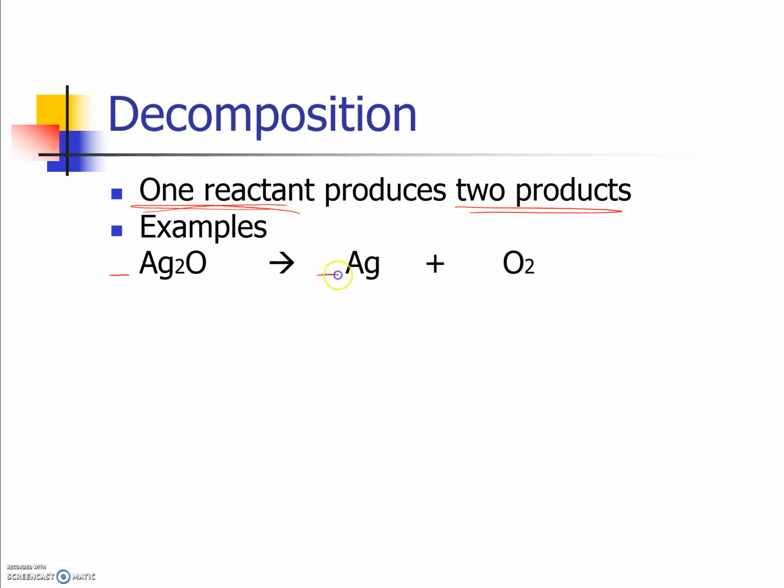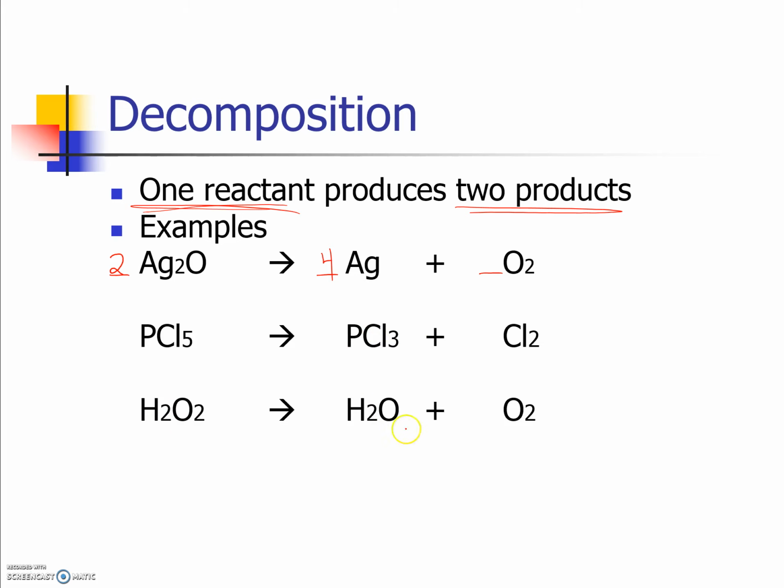So I'll put my lines. I have 2 silvers and 1 oxygen. I have 1 silver and 2 oxygens. Let's take care of the oxygens first, because I know that's going to change my silver. 2 oxygens, 2 oxygens. Now I have 2 times 2 or 4 silvers, so I'll put a 4 there. Notice 1 reactant, 2 products. PCl5 becomes PCl3 plus Cl2. I have 1 P, I have 1 P, I have 5 Cls, I have 3 plus 2 Cls, so I'm balanced. 1 reactant, 2 products.